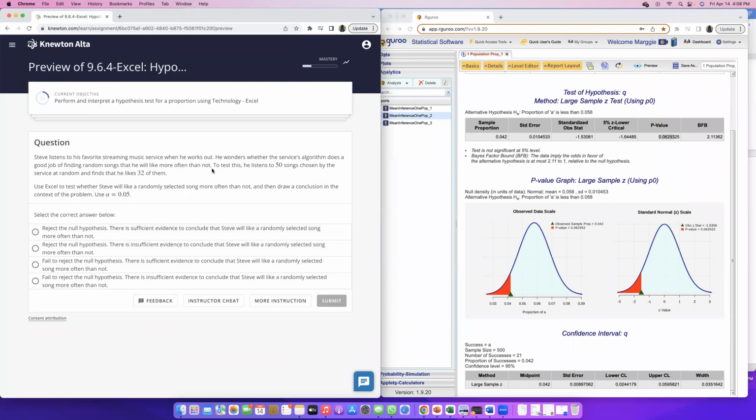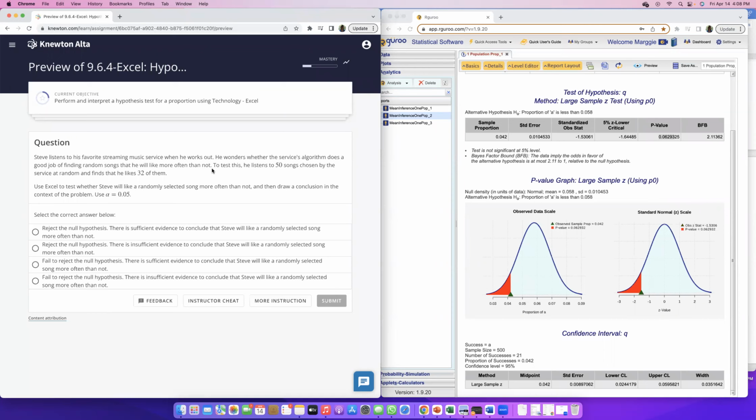So let's work on problem number 2. Steve listens to his favorite streaming music service when he works out. He wonders whether the service algorithm does a good job of finding random songs that he will like more often than not. To test this, he listened to 50 songs chosen by the service at random and finds that he likes 32 of them.